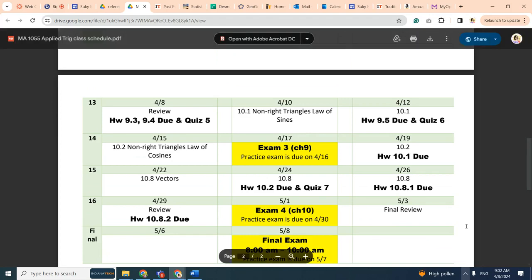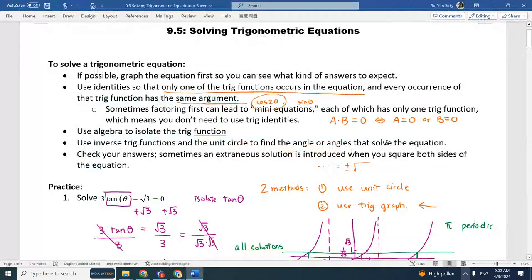Okay, so today we're going to continue on section 9.5. 9.5 is the last section of chapter 9. It's about solving trig equations. If you have an equation involving trig expressions, the first thing you check is how many types of trig functions there are.